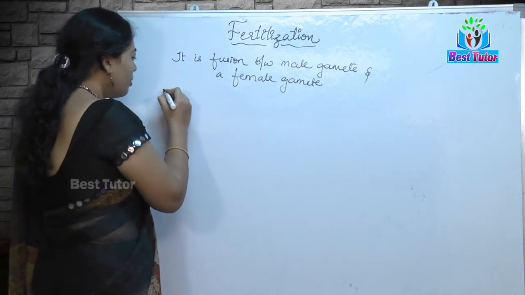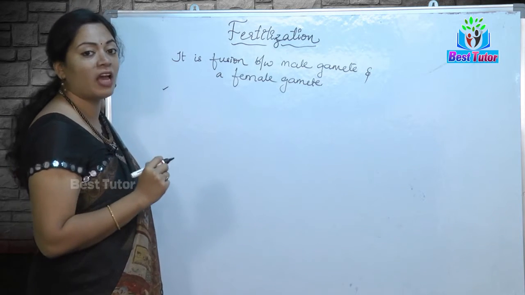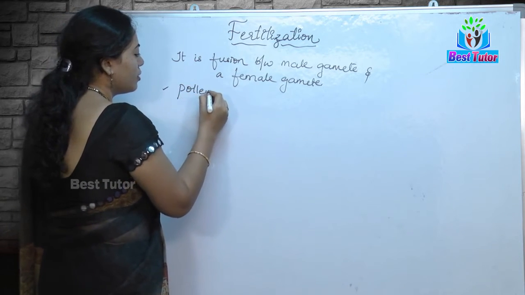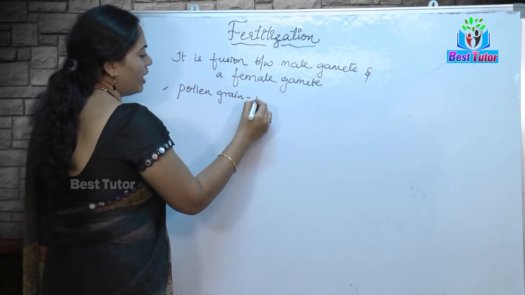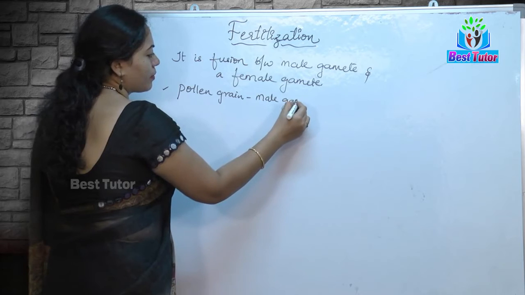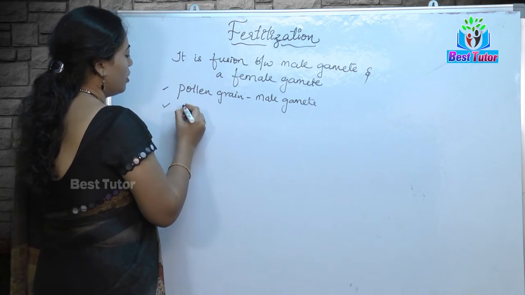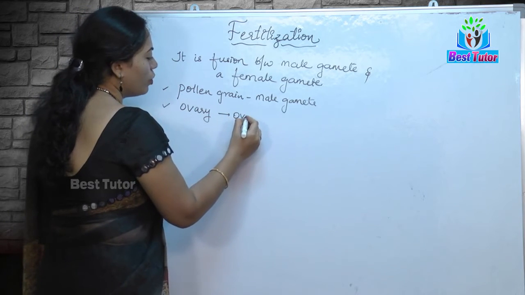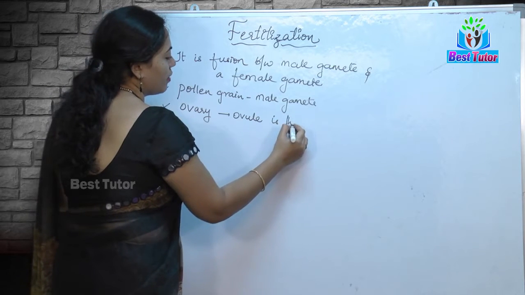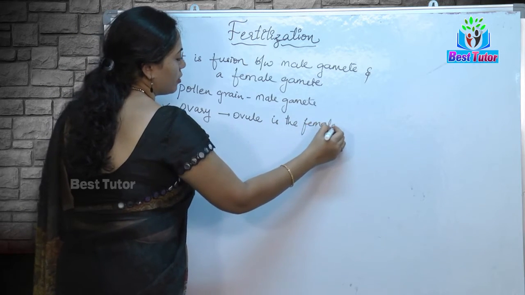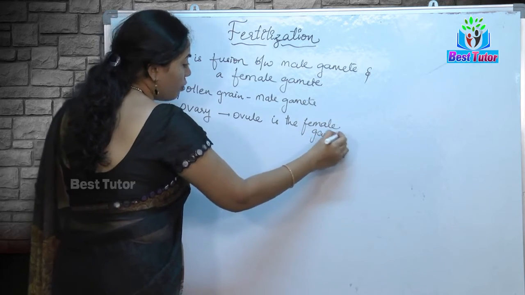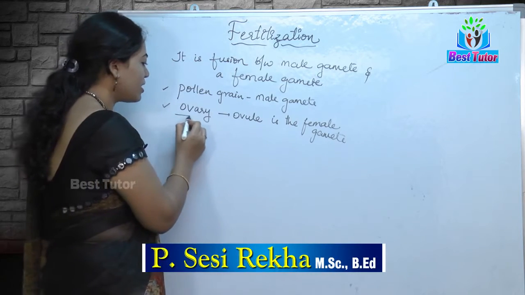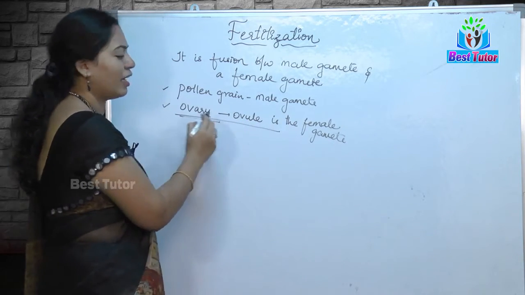Now, what are the male gametes and female gametes in a flower? In the earlier videos, we have learned that the pollen grain is the male gamete. Then, the ovary containing ovule is the female gamete. Before we learn how fertilization occurs inside a flower, we have to understand the structure of the ovary or the gynoecium of a flower.